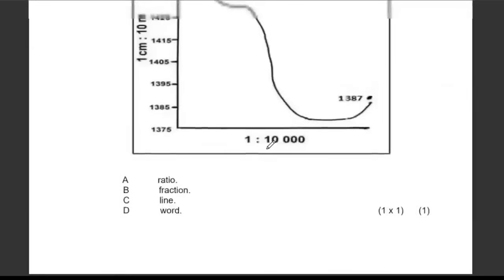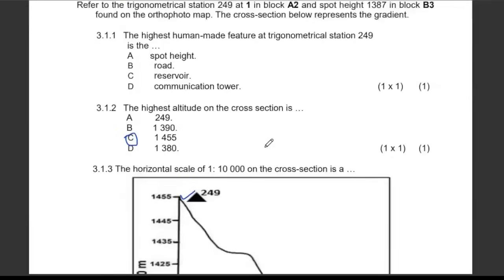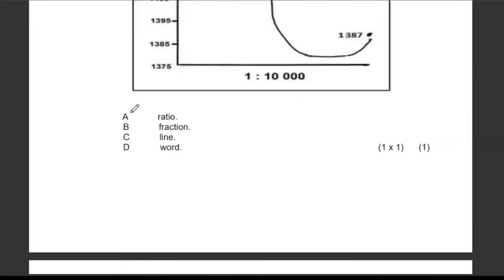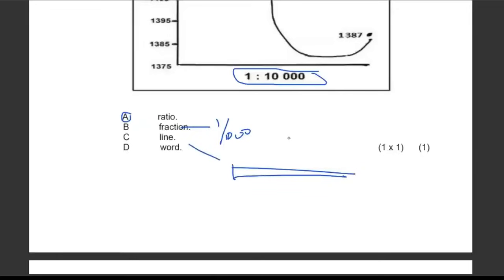What kind of a scale is it? 1 is to 10,000. That is a ratio. A fraction scale would be 1 over 10,000. That is a fraction. When the scale is given as a fraction, it's like 1 over 10,000. A line will be given with some graduations. This is a line scale.